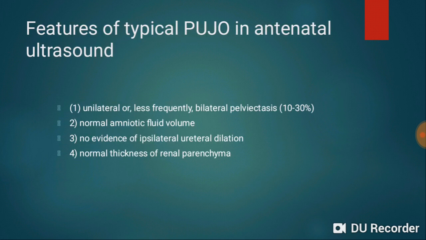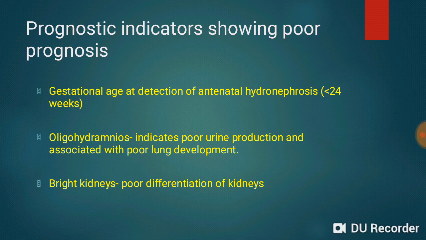So what are the features of a typical pelviureteric junction obstruction in antenatal hydronephrosis? Let us see. It is generally unilateral, or less frequently bilateral, pelvic ectasis in 10 to 30%, which is more common in the younger. Normal amniotic fluid volume, no evidence of ipsilateral ureteral dilatation, and normal thickness of renal parenchyma. All these are the typical features of pelviureteric junction obstruction in antenatal hydronephrosis. But life is not typical.